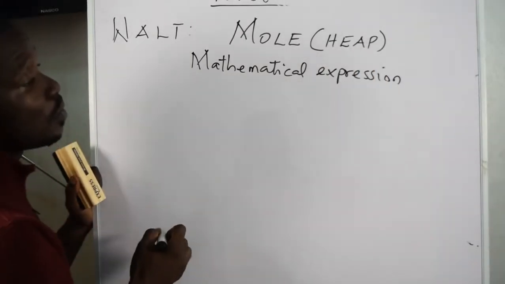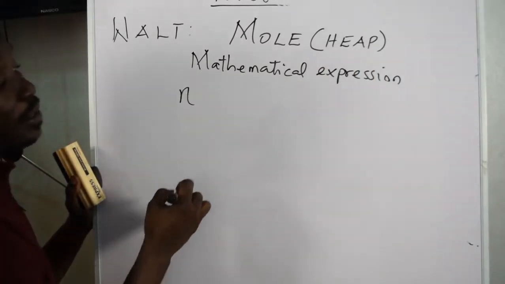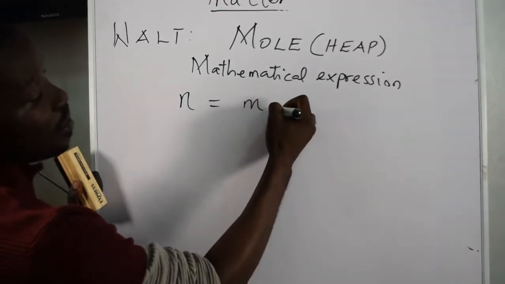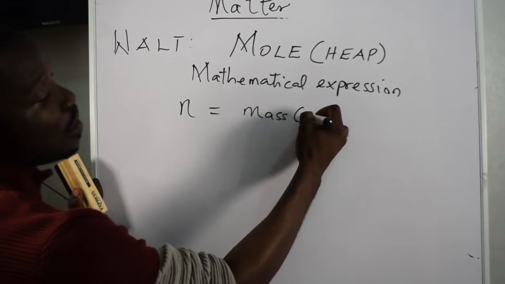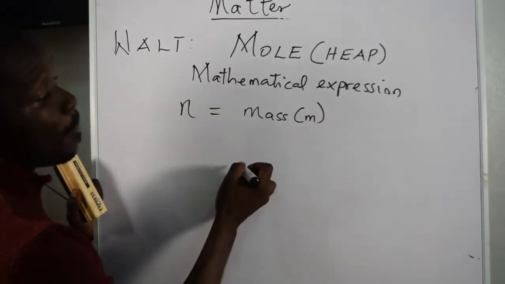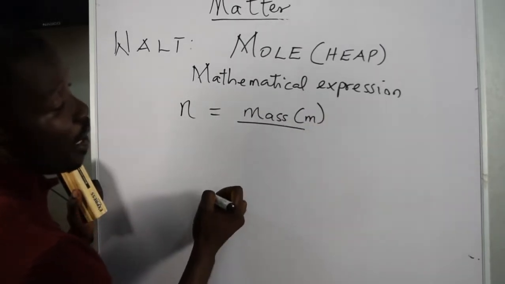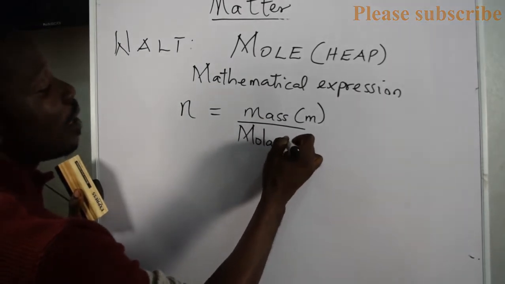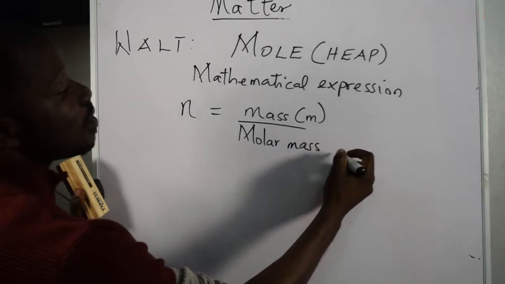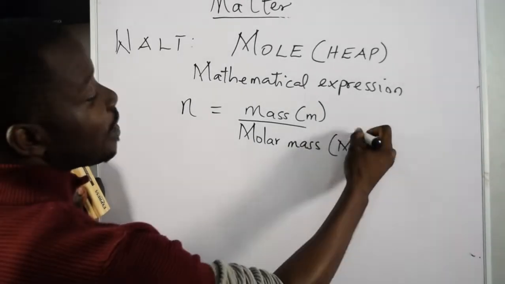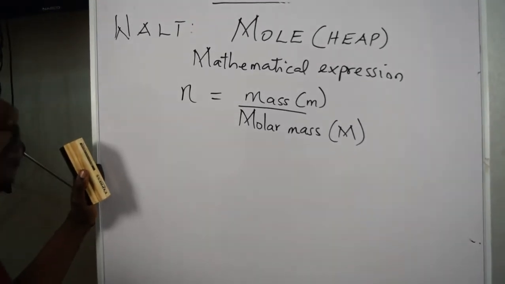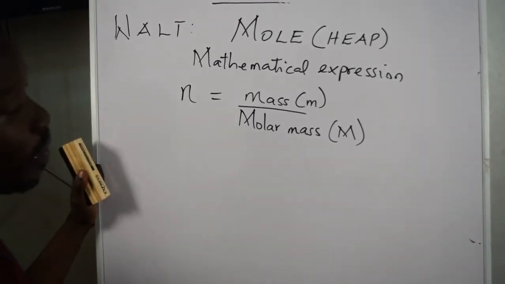for mole. So it's small n is equal to mass. You see scientists using small m, per molar mass. You see scientists using capital letter M. So this is the mathematical expression for mole.